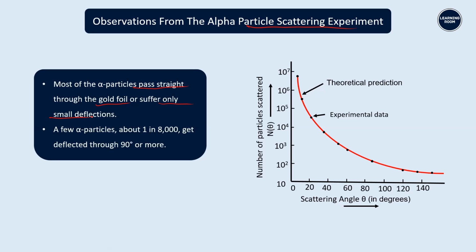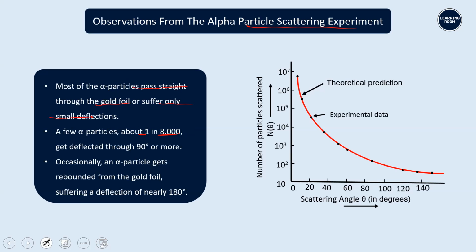Similarly, a few alpha particles, about 1 in 8,000, get deflected through 90 degrees. Occasionally, an alpha particle gets rebounded from the gold foil, suffering a deflection of nearly 180 degrees. It means it takes a complete turn and rebounds.